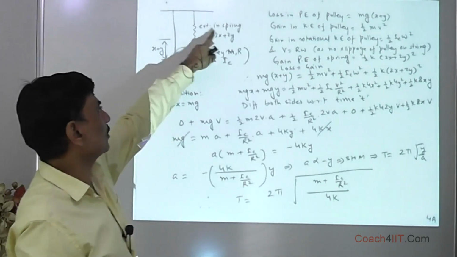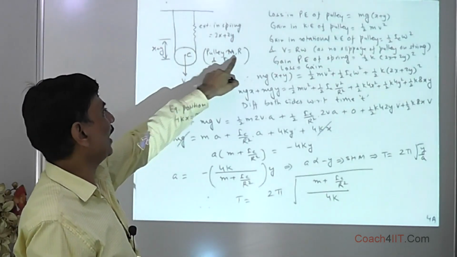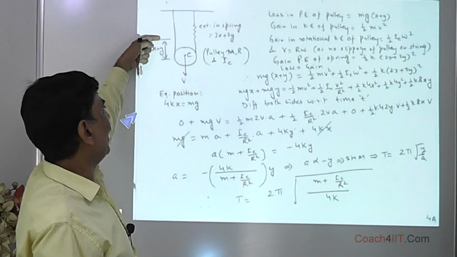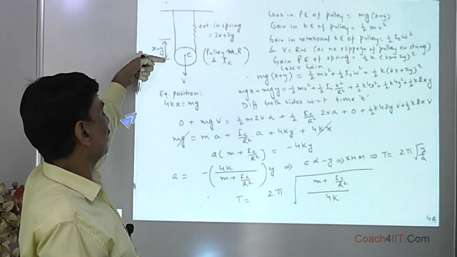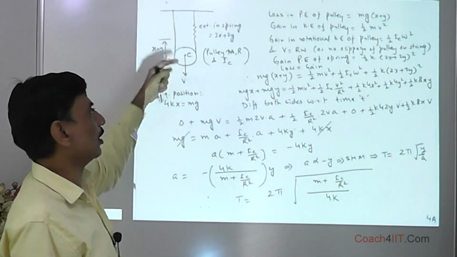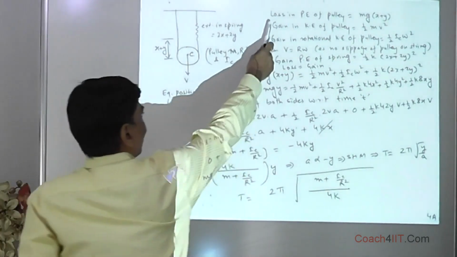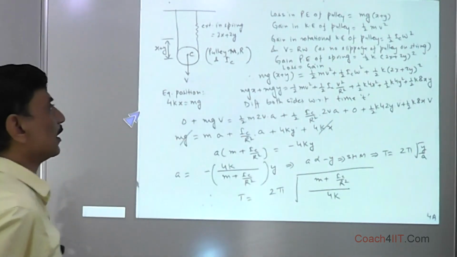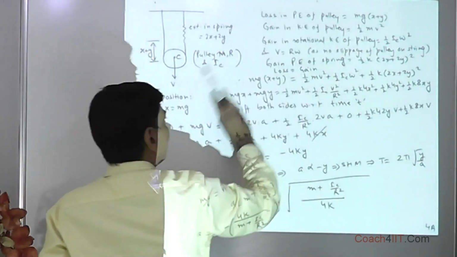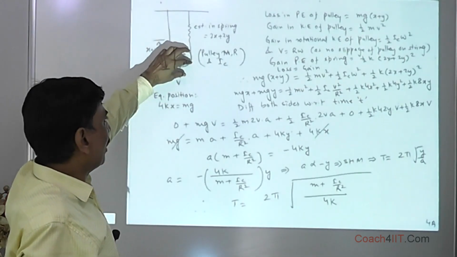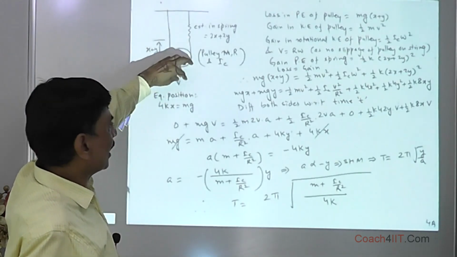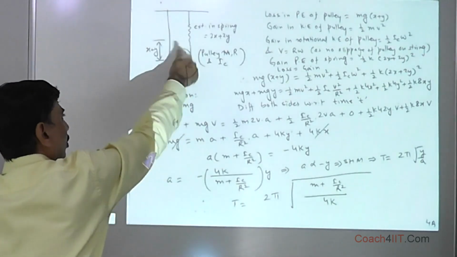So we say the extension of the spring is 2x plus 2y, the pulley has mass m, r and I_C, and the pulley has gone a distance x plus y, and it has a velocity v. On the same lines, we say the loss in potential energy of the pulley is mg(x plus y), the gain in kinetic energy of the pulley is half mv squared. Because when it comes down, it will have a rotational kinetic energy also, that is, it will be rotating about this axis.